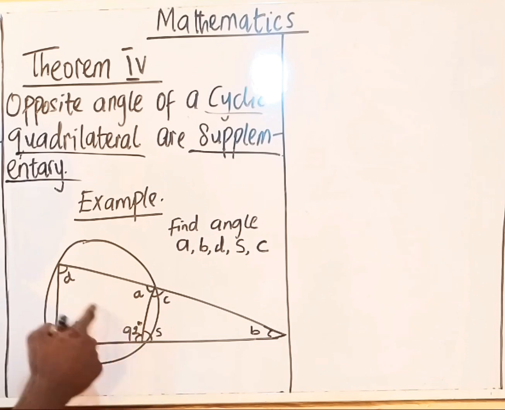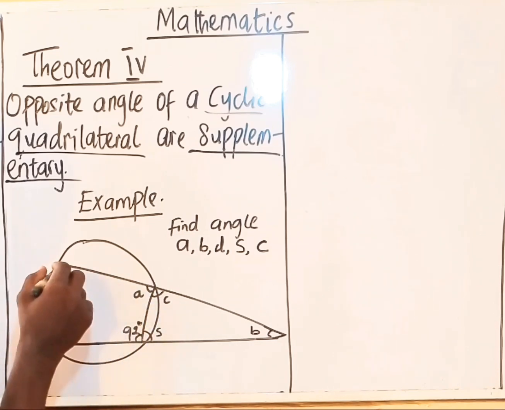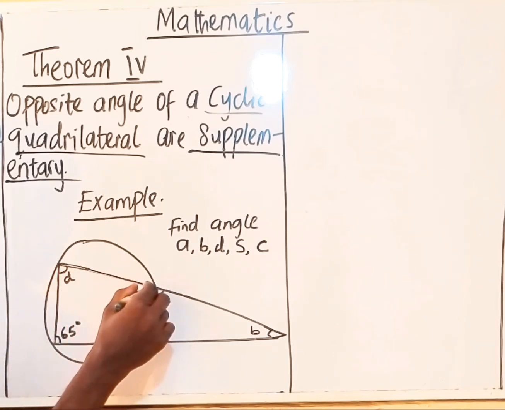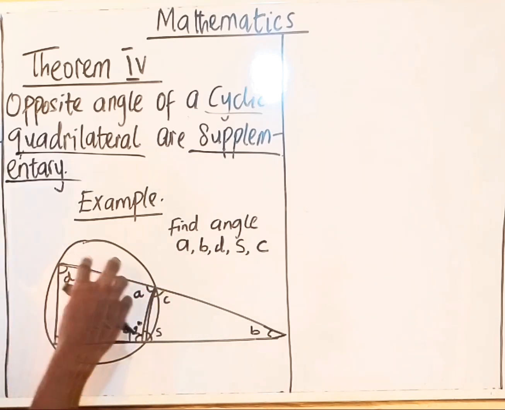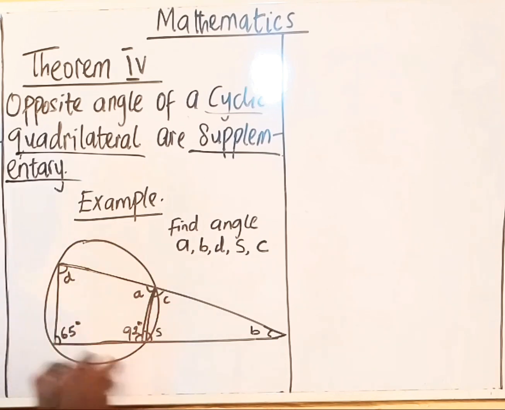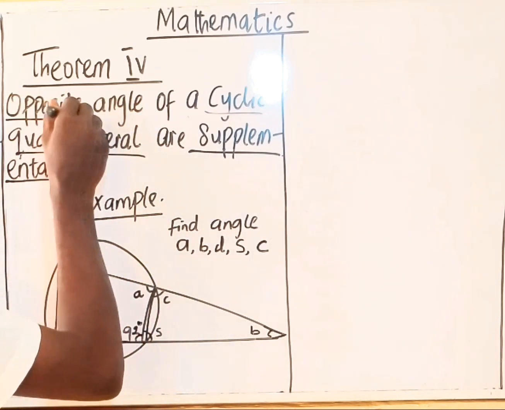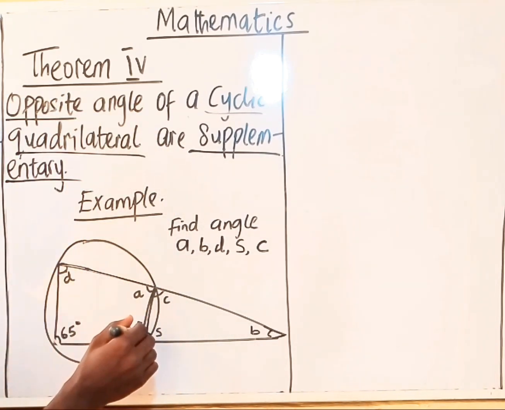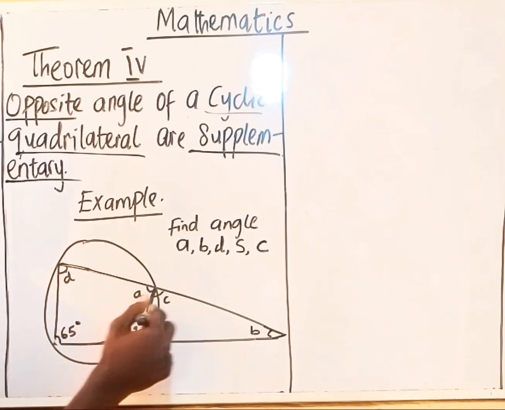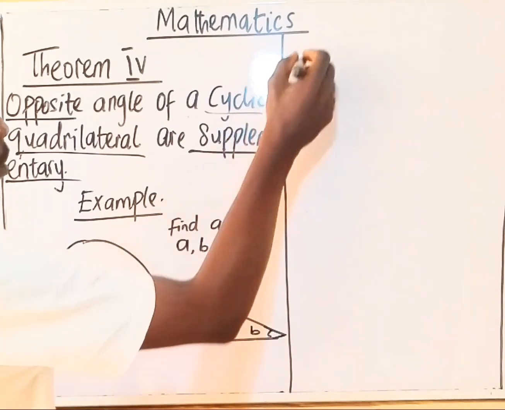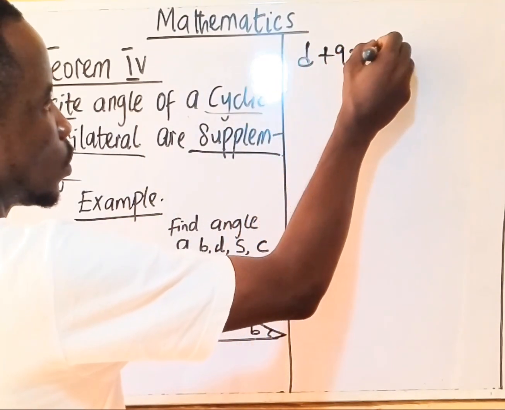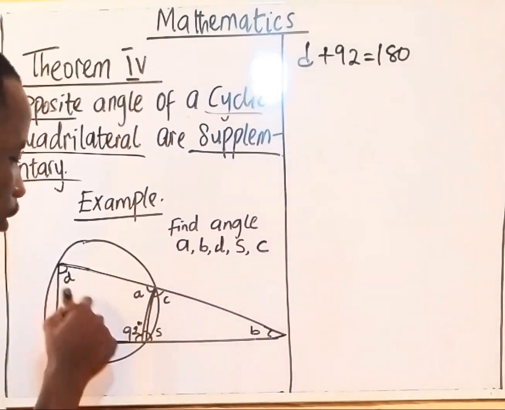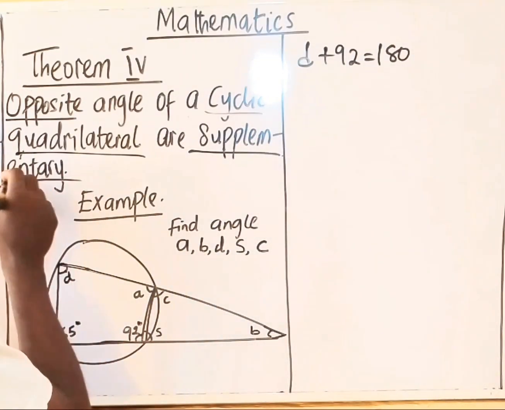Let's start from the part of D. If you look at this shape very well, you notice that there is a quadrilateral inside this shape. Quadrilaterals are four-sided shapes inside the circle. That's why it says opposite angles: this and this are opposite angles in this quadrilateral in the circle. So I can confidently say D plus 92 plus 92 is equal to 180. Opposite angles of a cyclic quadrilateral are supplementary.